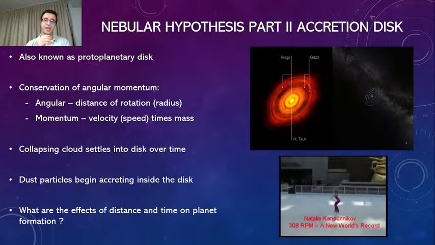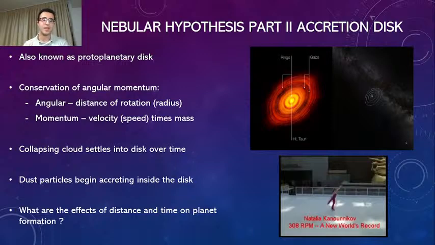The closer it is to the center, the faster that, in this case, person will spin. And momentum is simply velocity or speed times the mass of that object. So if you let the whole cloud collapse into the star, that star would spin too fast, and in fact, it would rip itself apart. So you couldn't just collapse the whole cloud to get a star from it.